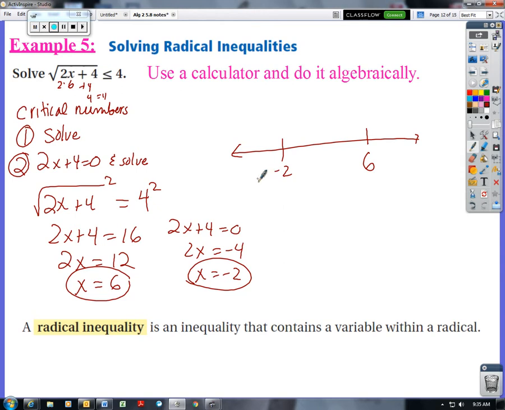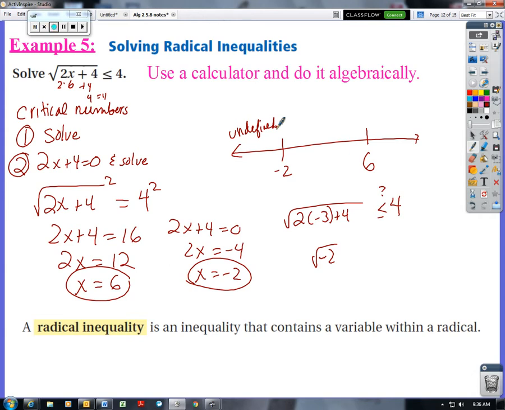So a number smaller than -2, let's try -3. I want to know, is that less than or equal to 4? We're going to have 2 times -3, which is -6. -6 plus 4 is -2. That doesn't even exist, does it? So, any number less than -2, is it even going to work? It's not even going to exist, so it's undefined here. If it's undefined in that interval, you're not going to have a solution.